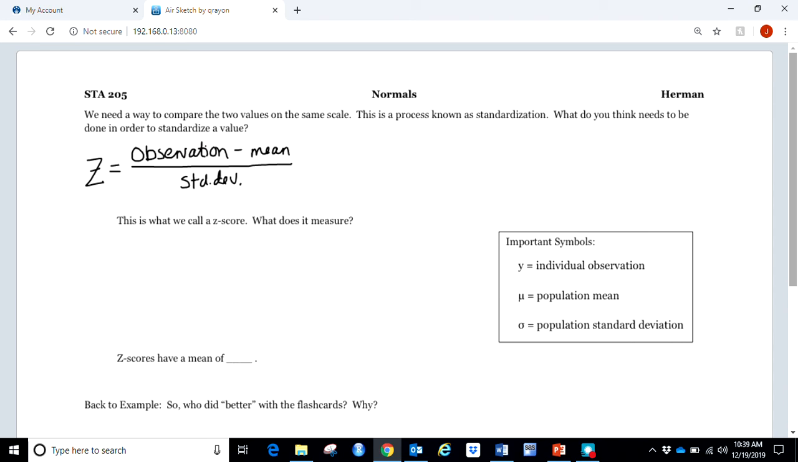Symbolically, or what you're also going to be seeing on your formula sheet, is for the observation, we use the symbol y. For the mean, we use the Greek letter mu. And for the standard deviation, we use the Greek letter sigma, the lowercase sigma. And you'll see those symbols right here.